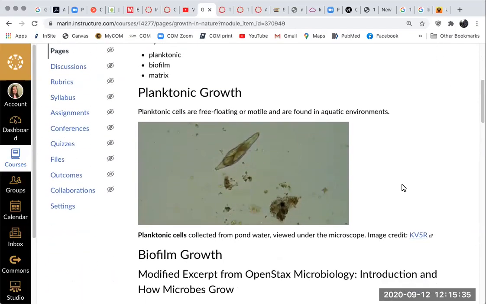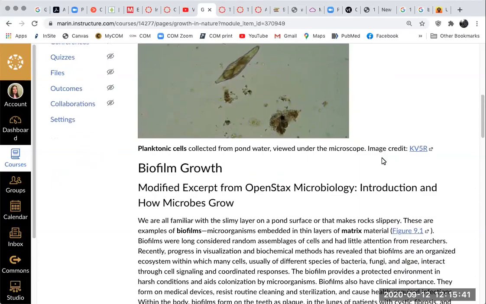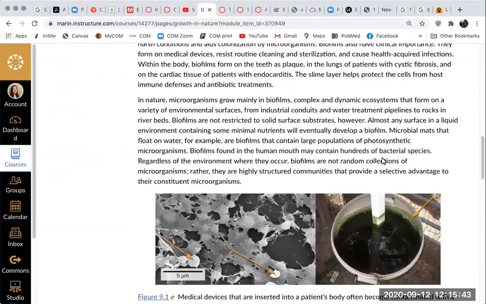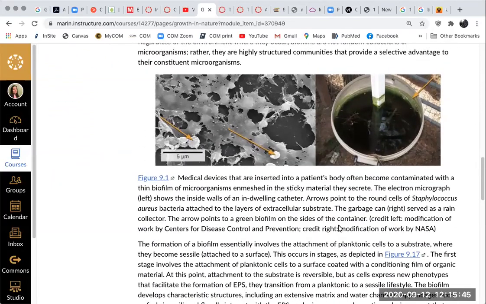This image is showing planktonic growth where the cells are free floating. There are many different types of cells in this image. This is from pond water. And then here's some images of biofilms.